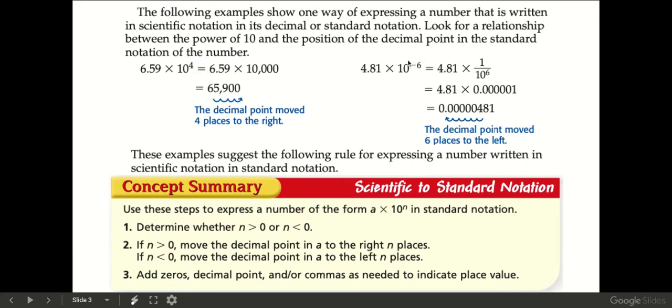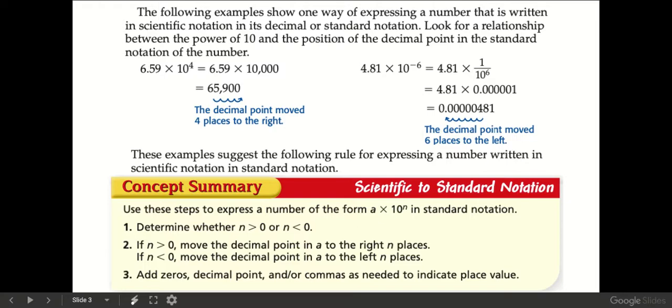Is it positive or negative? If it is positive, then the decimal point is going to move to the right that number of places, right? So in this one, it was positive, it moved 4 places to the right. If your exponent is negative, less than 1, that means your decimal point is going to move that many places to the left, okay? And obviously, you should add zeros and a decimal point or commas where needed to make sure you indicate the appropriate place value.